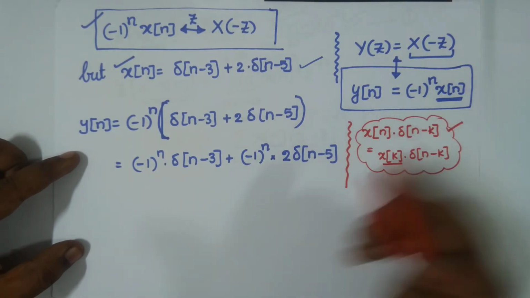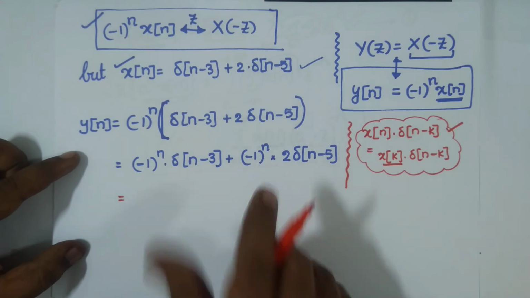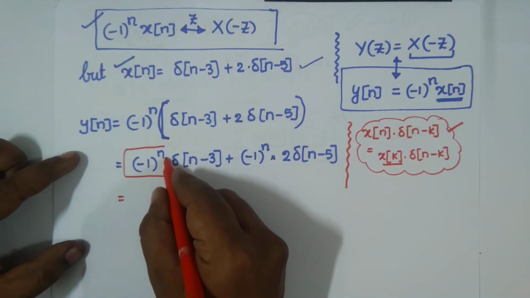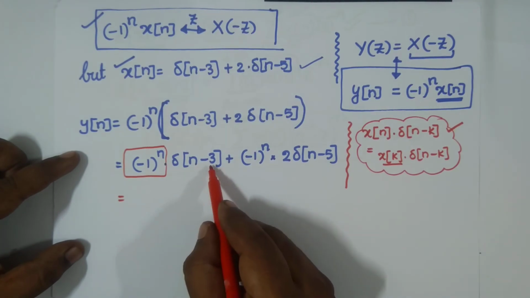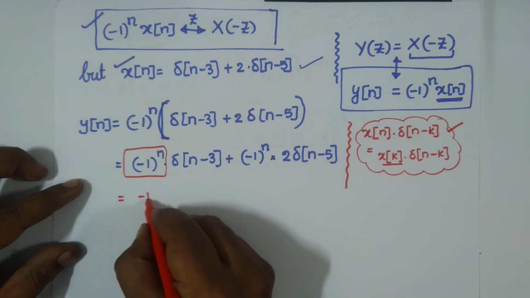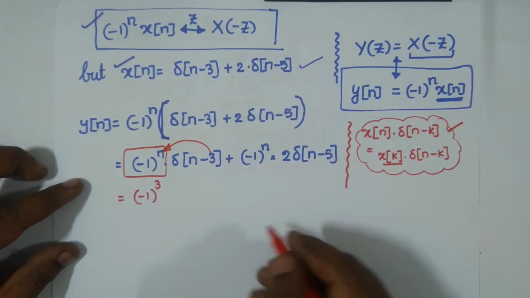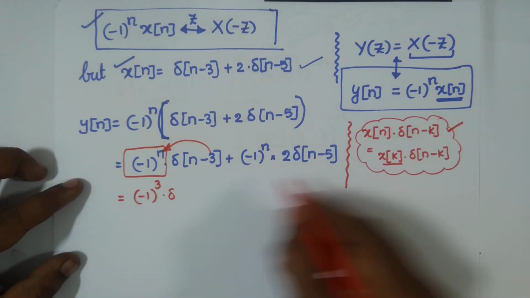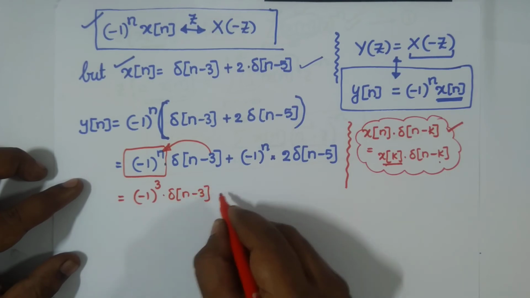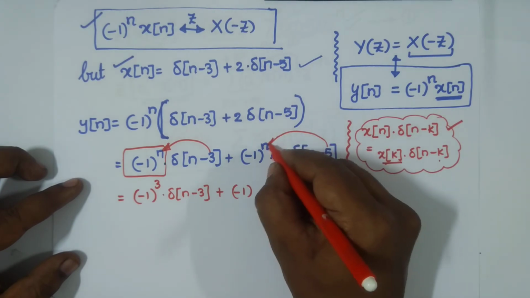Accepting this as it is, let us apply this over this. So this is acting like x of n, so x of n multiplied by delta of n minus k gives x of k. So replace n by k. Here we replace n by 3, so x of 3 multiplied by delta n minus 3, plus again minus 1 power, this fellow will appear here now.